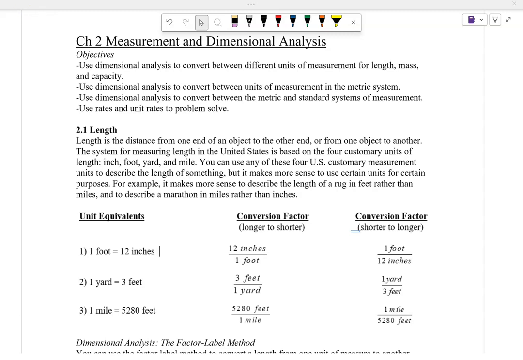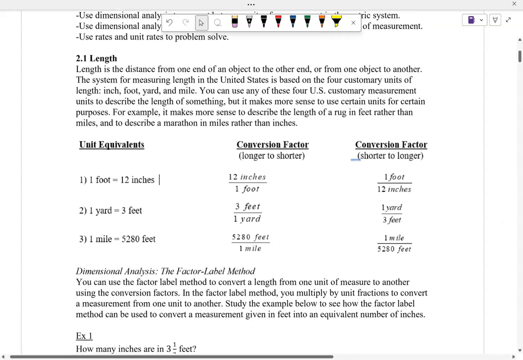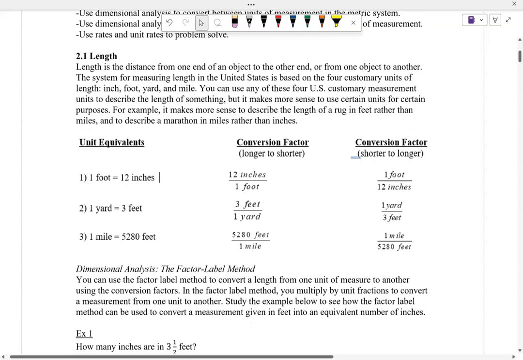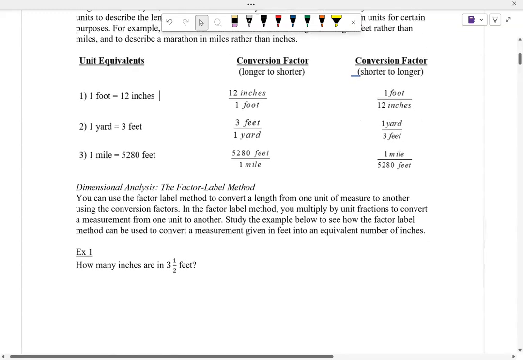We're going to take a look today at measurement and dimensional analysis. We're going to start out with length, which is just your distance from one end to another. And then here are some conversion factors. So we'll use dimensional analysis, or the factor label method, to convert between measurement units. You've got 1 foot is 12 inches, 3 feet in a yard, 5,280 feet in a mile, and so on. So let's go ahead and do this first example.